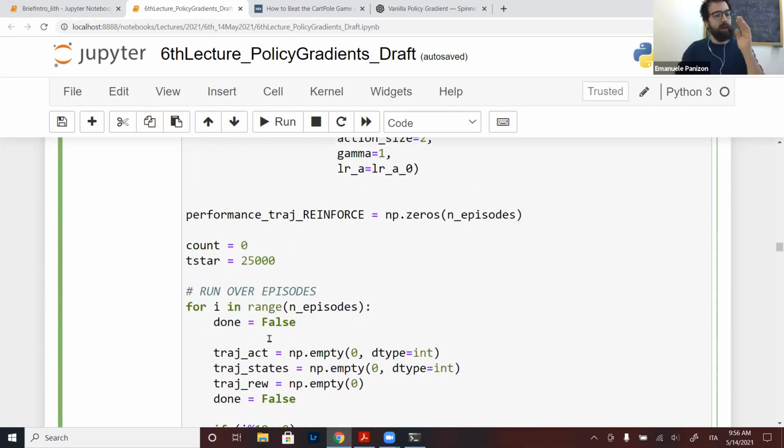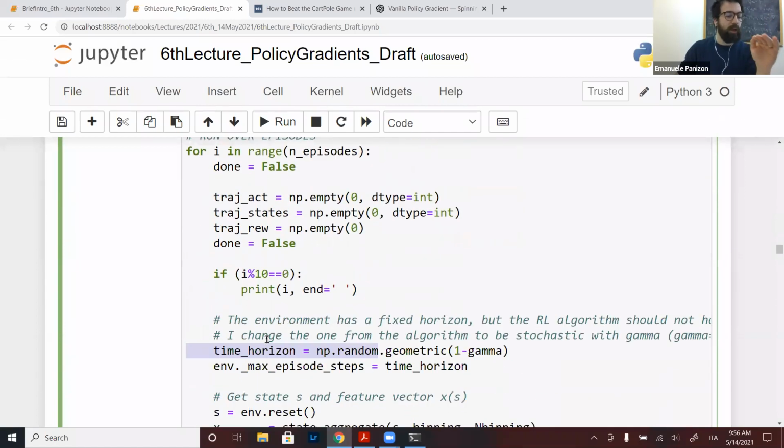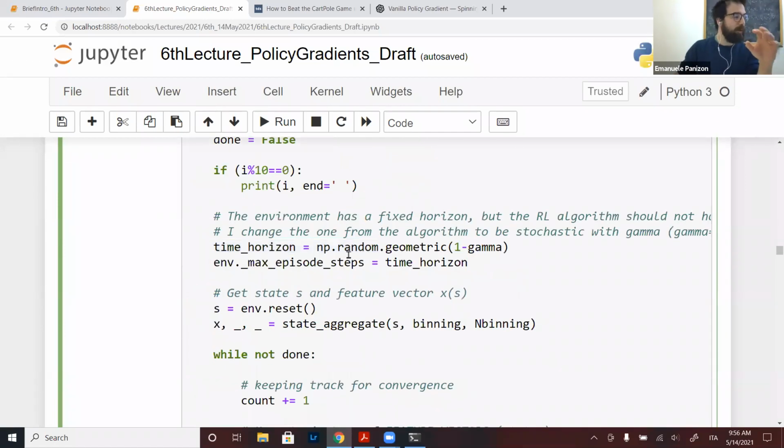Okay, it's an important fact. So if you do it like this, so if you put an episode length which is stochastic and depends on the fact that you have a discount factor, then inside the calculation of the return, you have to put gamma equal 1.